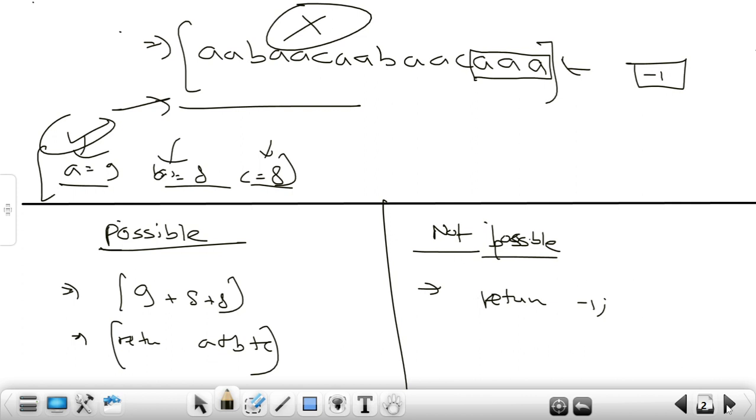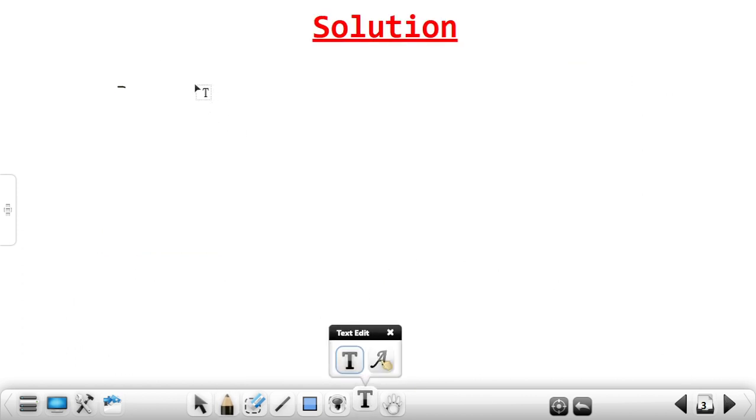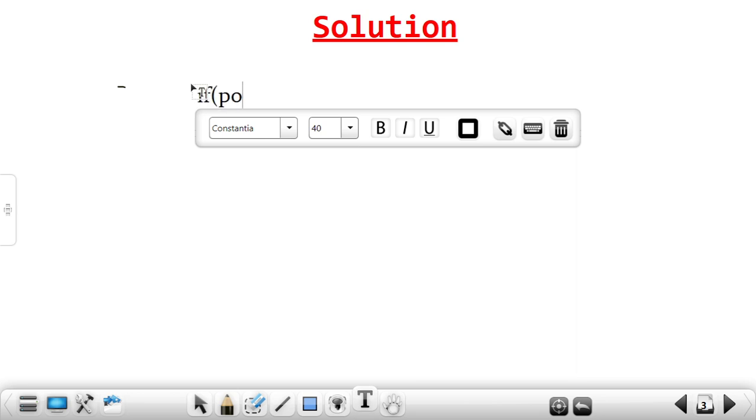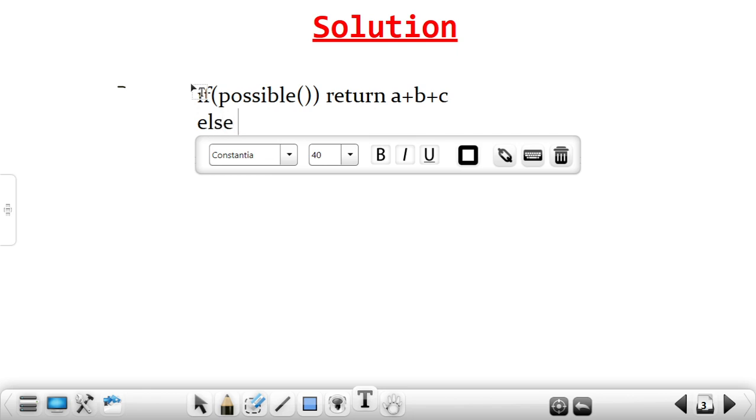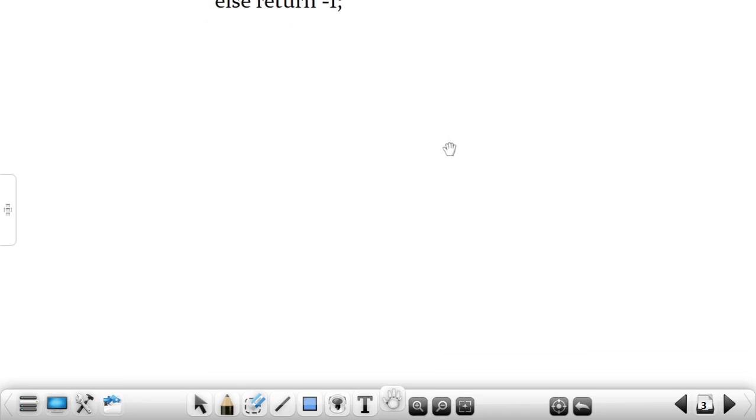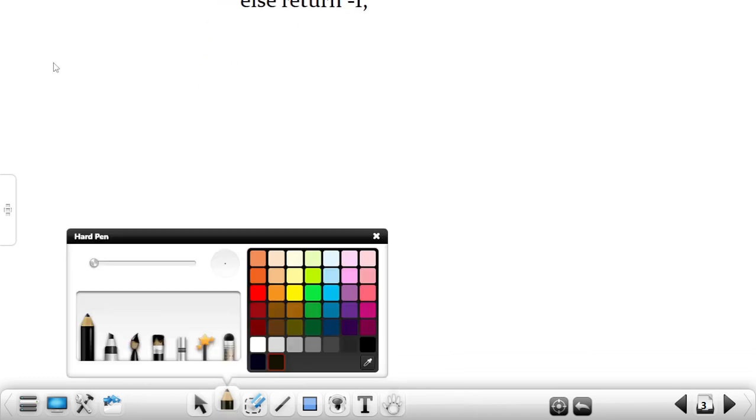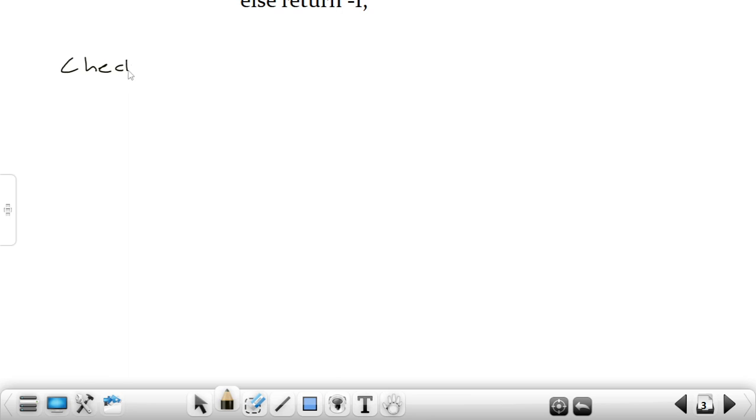So let's talk about the solution now. Till now we have figured out something. We can simply check if it is possible to form a string. If it is possible, then I have to return A plus B plus C, right? And if it is not possible, then I have to return -1. This is what we have to do. Now the question is simple: how to check whether it is possible to form a string or not. I'm going to write a check function which is going to tell me whether it is possible or not.